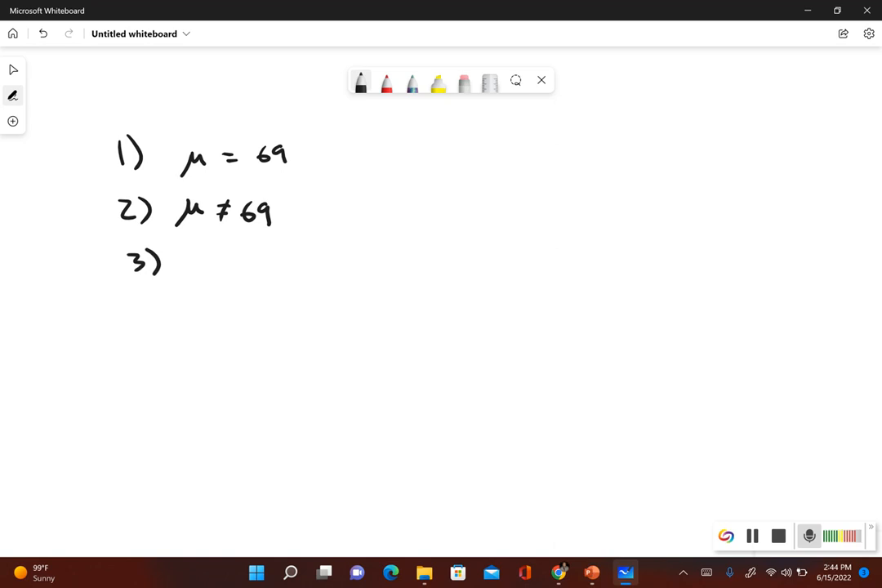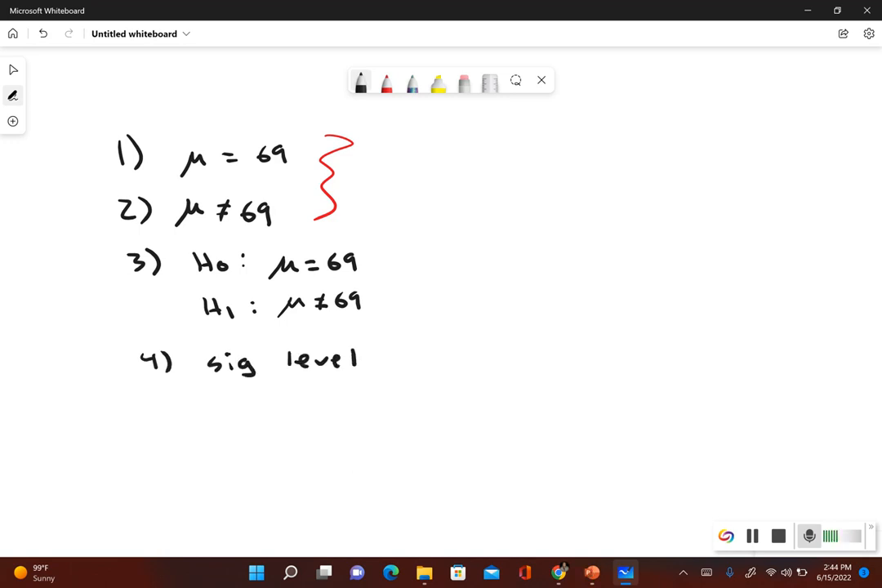Okay. Now we have to identify the null and alternative hypothesis. Our null hypothesis, remember, always includes equals. So our null hypothesis here would be that mu is equal to 69. So now our null hypothesis is the original claim itself. And now the alternative hypothesis. Remember, we take a look at steps 1 and 2. It's the one that does not include equals. So the one that does not include equals would be the not equal to. So mu would not be equal to 69.